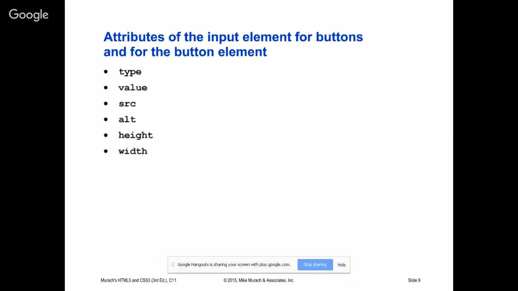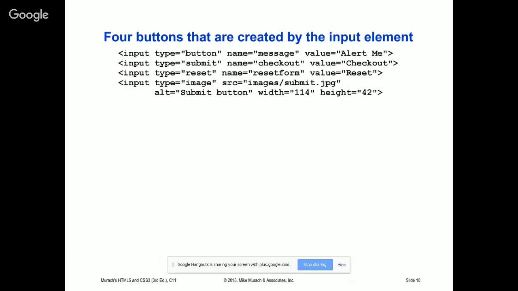Okay, so for a button, the input element is going to have the type, value, source. You can actually have an image display at the back of the button, and then you can set the height and the width. So we can set the buttons here. This is for accessibility, and you can set specific width and height for the image.